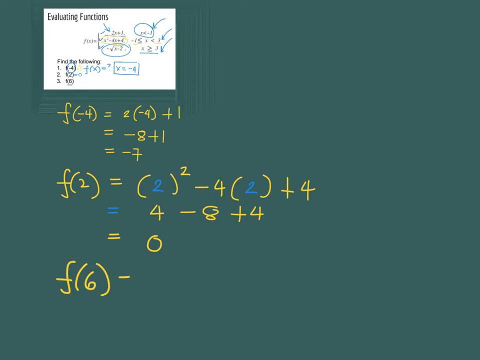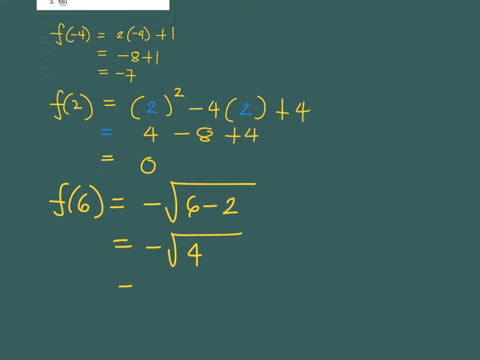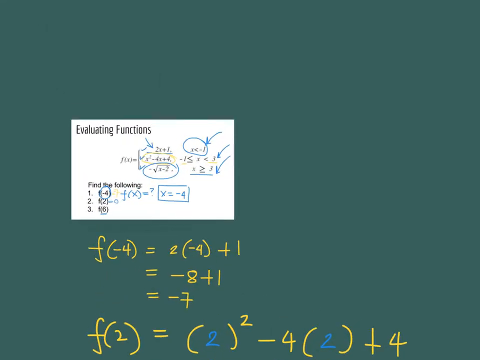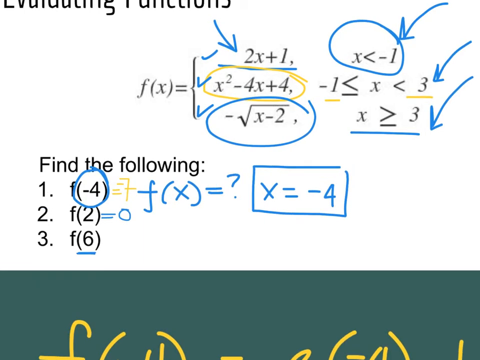So f of 6 will become negative square root, and then x is 6 and then minus 2. Then we compute. 6 minus 2 is 4. The negative square root of 4 is equal to negative 2. So that means f of 6 is equal to negative 2.